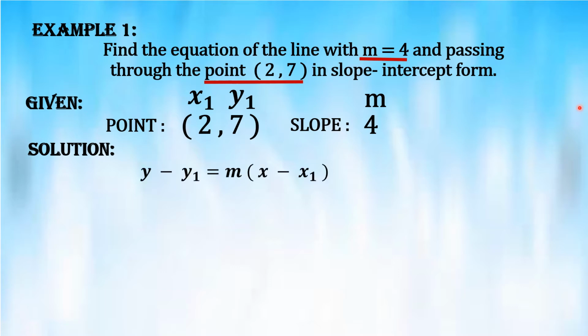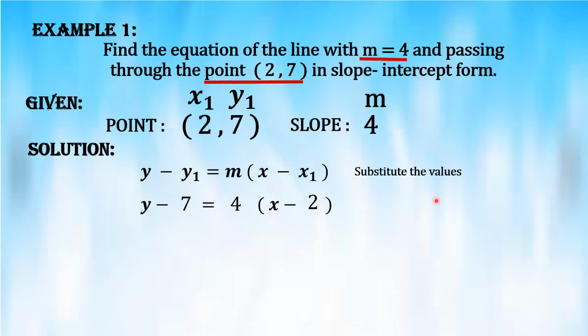Just to have our formula, that is y minus y sub 1 equals m times x minus x sub 1. So after we identify the formula to be used, the first step is to substitute the values. Those values are the ones in our given. So, just copy y minus, then change the y sub 1, which is positive 7. So you have 7. Then the m is 4, so you write there 4. Then the x sub 1 is 2, so you write there 2.